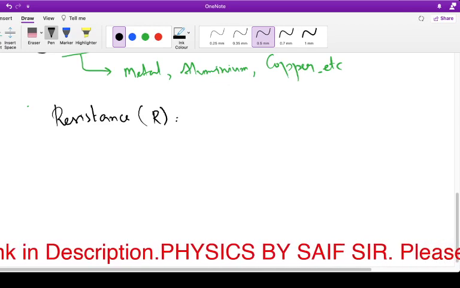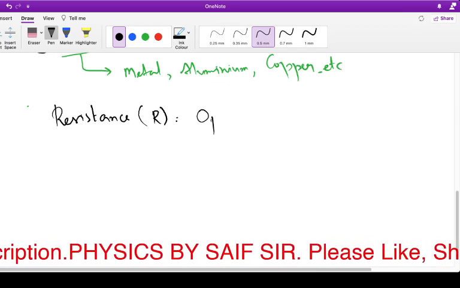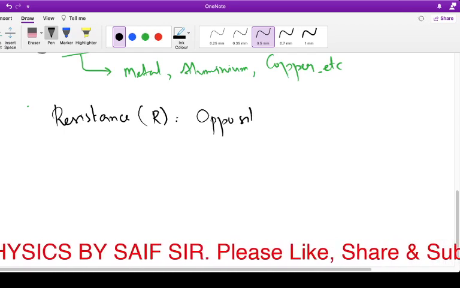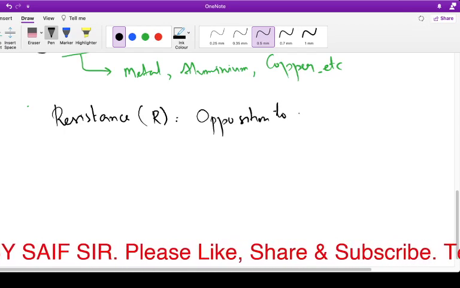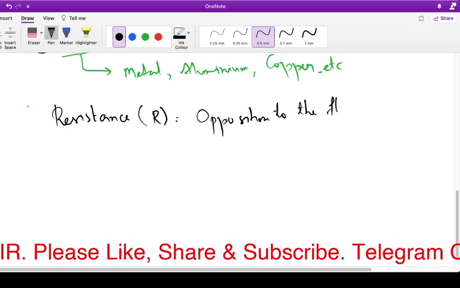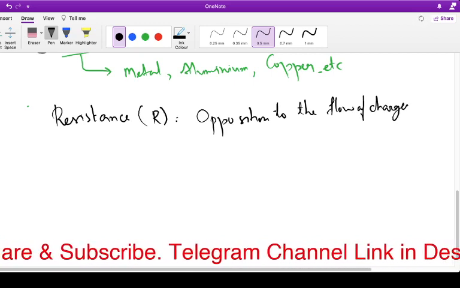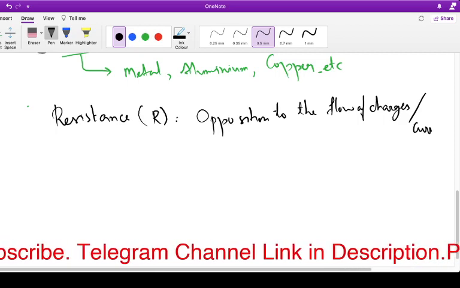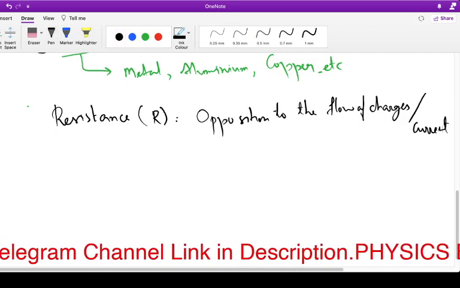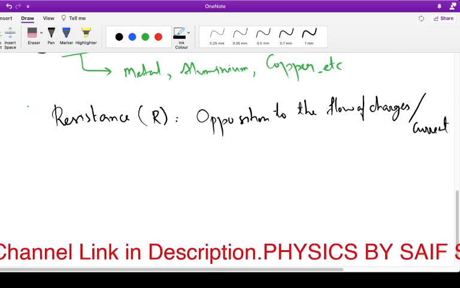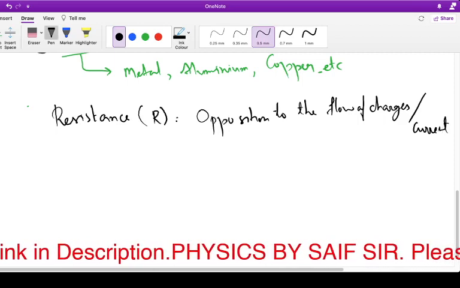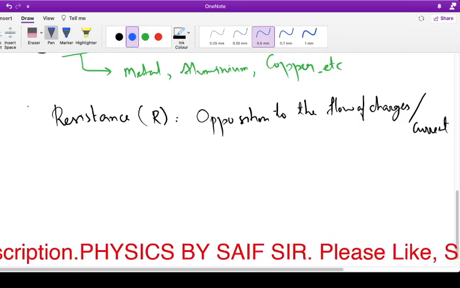Resistance is nothing but the opposition to the flow of charges or current. Opposition to the flow of charges or current. Now there are only two conditions, mainly two conditions for how it can be done.